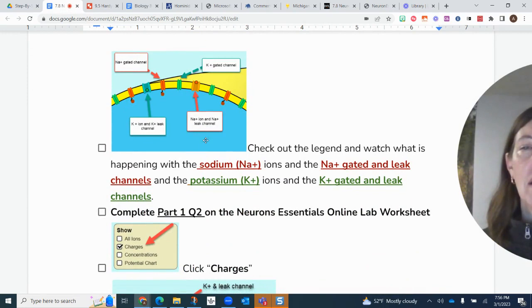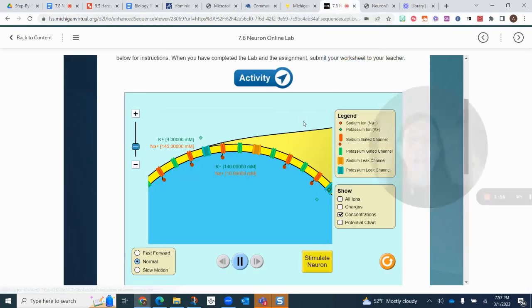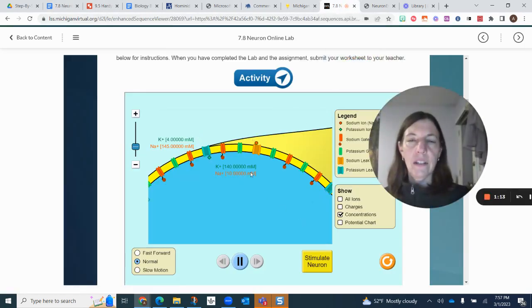And we're going to look at the legend, and we're going to have a close look at these leak channels right here and these gated channels. And we're going to see what's actually happening. So we'll go back to the lab. And let's have a look. So there's the sodium leak channel. That's the potassium leak channel. Here's the gated channels. And we can see that nothing is really happening there.